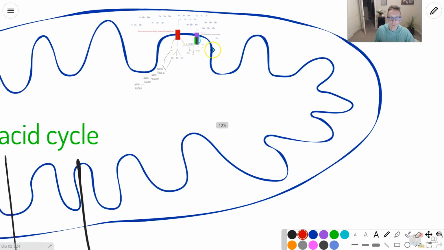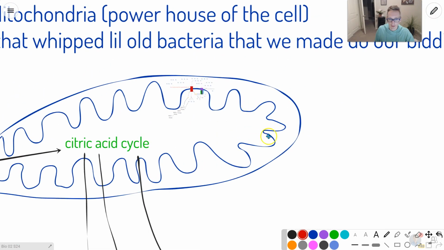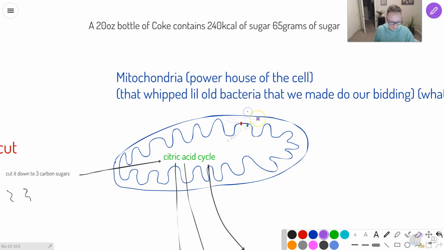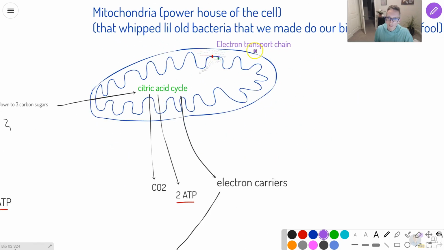How many ATP do you think we get from this bad boy, from the electron transport chain? I'm going to make that in purple. Electron transport chain. We get about 34 ATP from this, from one sugar molecule. Depends. Sometimes it's 36, sometimes it's like 32. It's crazy. We get about 34 ATP from one sugar molecule.